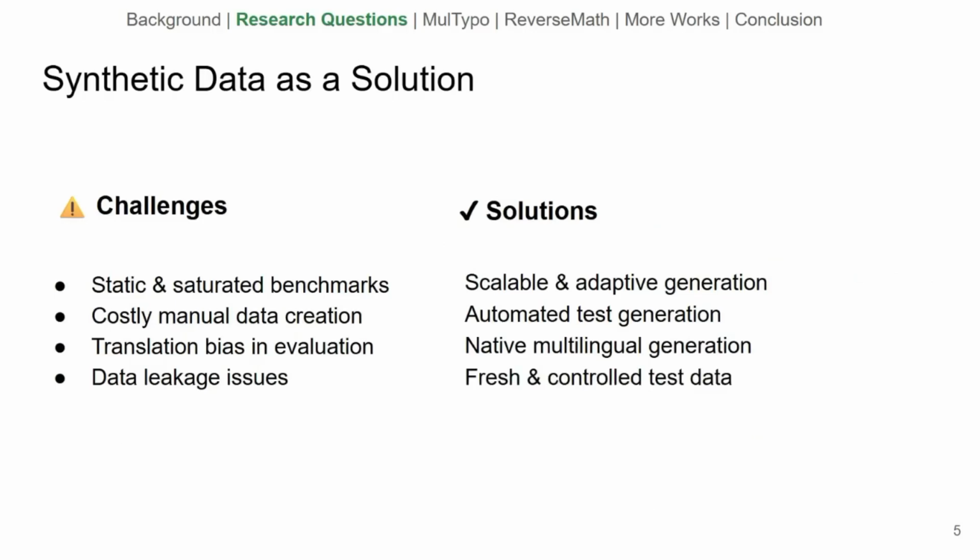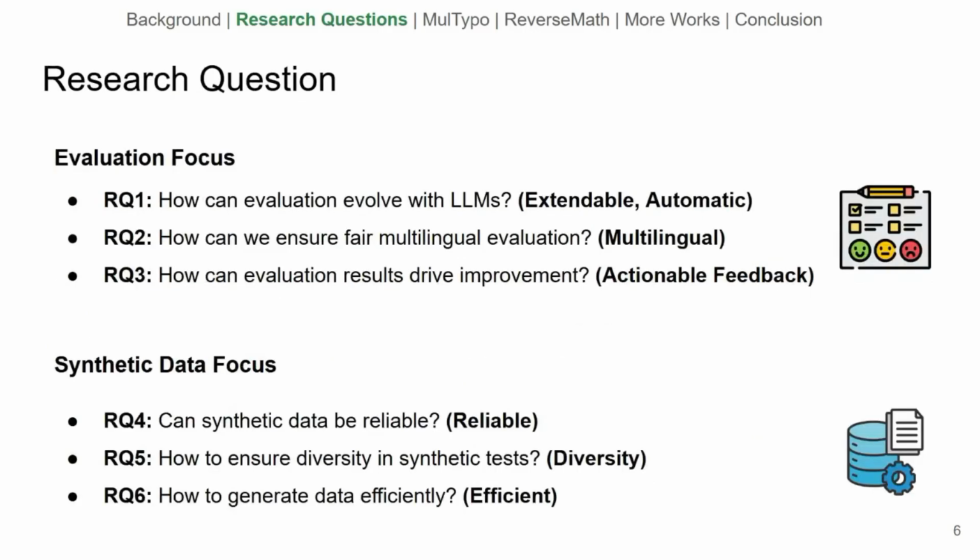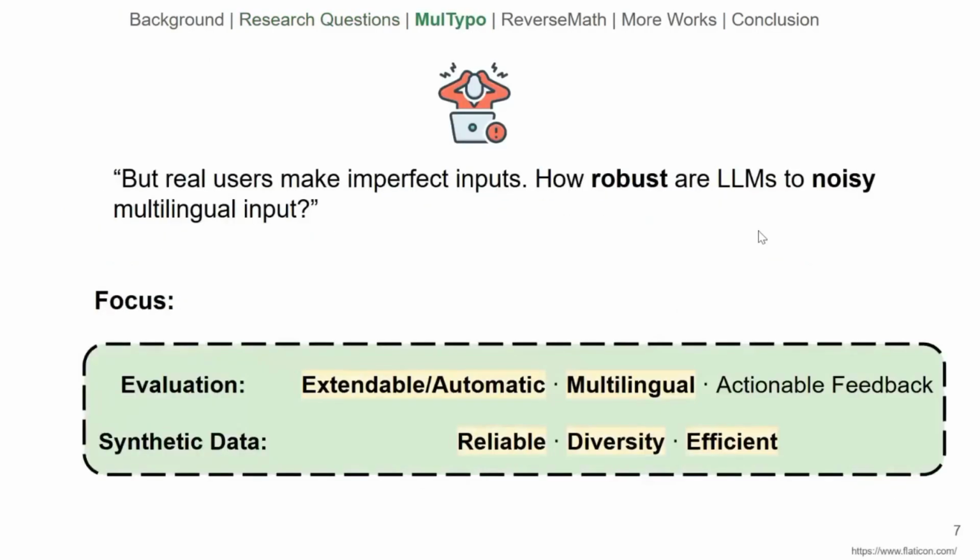And because synthetic data is newly generated, it cannot have been seen before, so it is also very useful for avoiding data leakage issues. But synthetic data itself also has some challenges. For instance, how can we ensure synthetic data is reliable? How could we ensure it is diverse? And how could we generate this data efficiently? Okay, so then comes my first project I want to share with you.